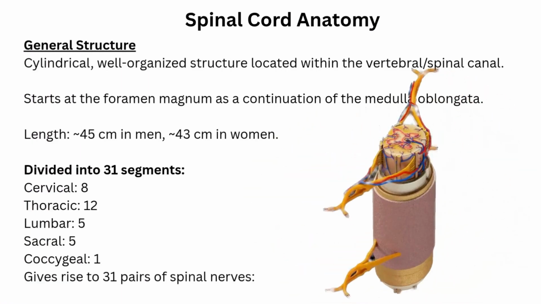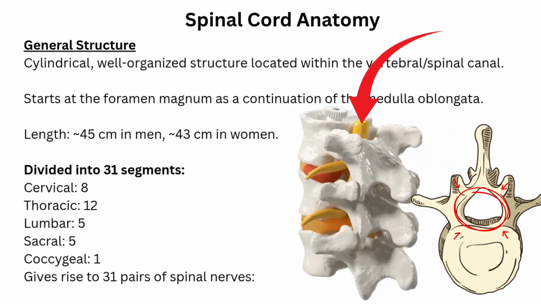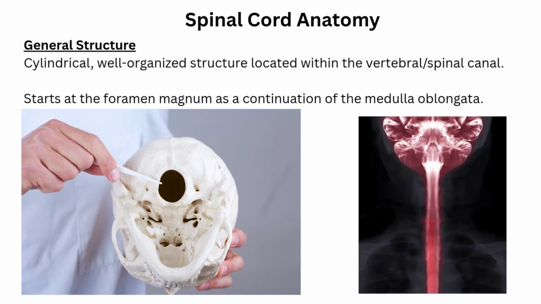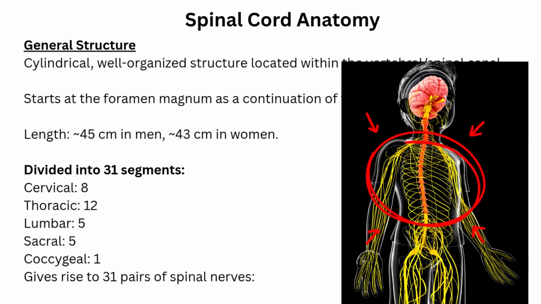So the spinal cord is a well organized structure, cylindrical in shape, and it lies within the vertebral canal. It starts from the foramen magnum as a continuation of the medulla oblongata. Then it descends down till the lumbar level. The length of the spinal cord is estimated at around 45 centimeters in men and 43 centimeters in women.